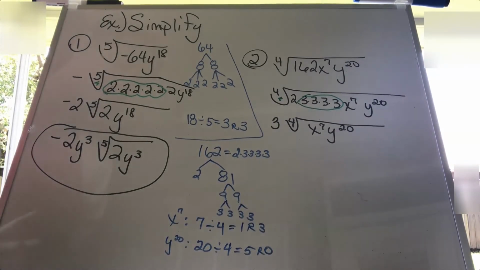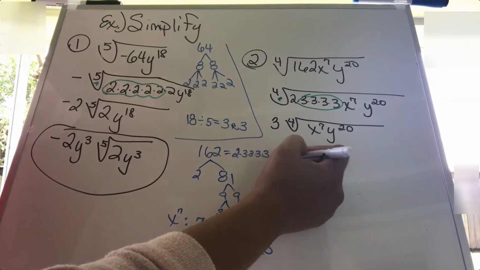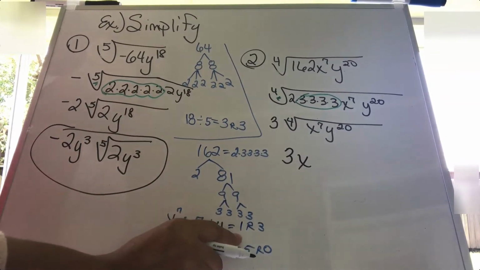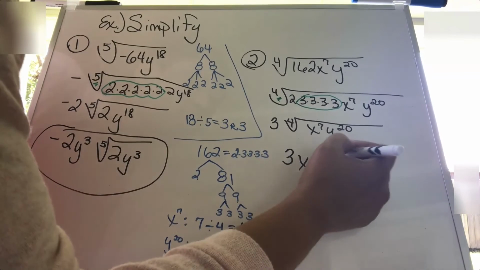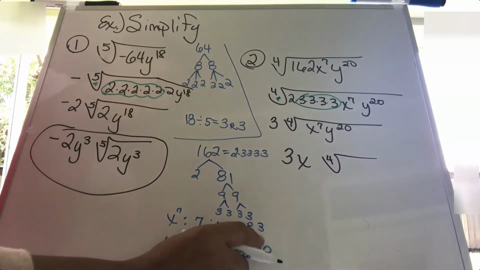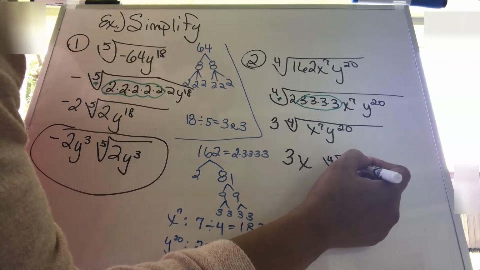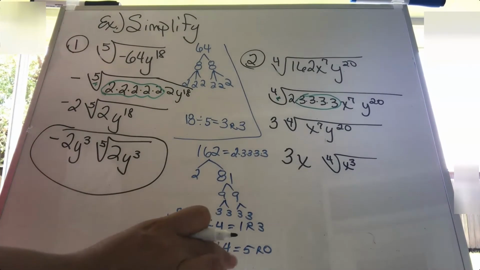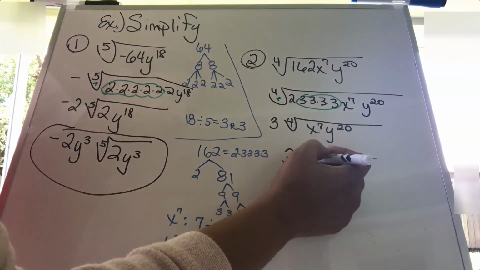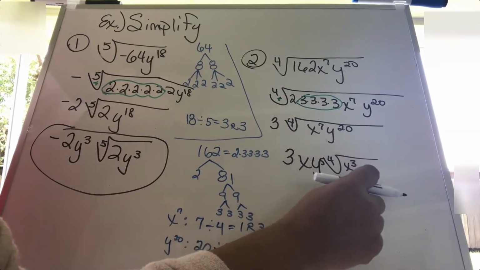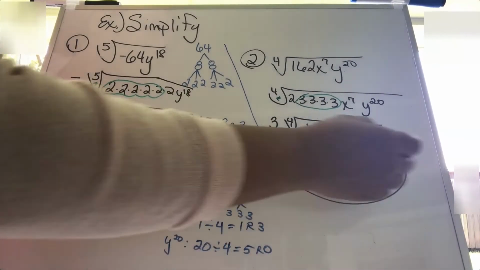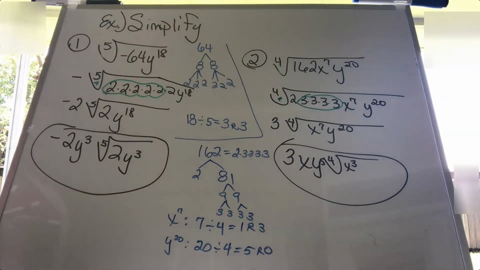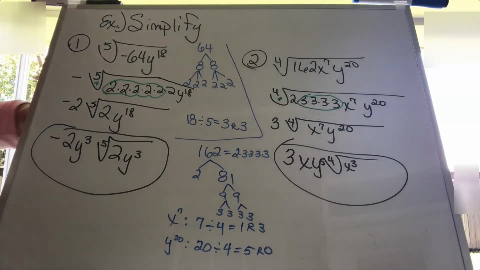So on that x to the 7th, I'm pulling out 1x in front of the radical. I'm going to leave 3 x's inside the radical. For the y to the 20th, I'm pulling out 5 y's in front of the radical, and I'm leaving none of them back behind. And that's our final answer. So it's not that bad. Let's summarize some of this up.